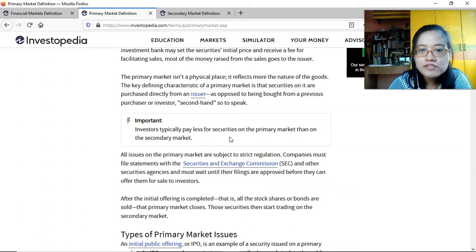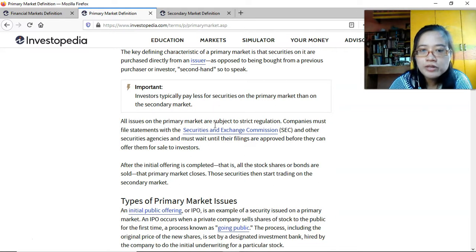Investors typically pay less for securities on the primary market than on the secondary market, because in the secondary market, the price is already affected by supply and demand. Investors, how many investors are willing to get this particular investment or security, and then of course performance. Sometimes it's tied to the performance of the company. Are they doing well? Normally, it would help in increasing the value of the stock, okay? But with regards to bonds, normally their value is not affected by company performance, okay?